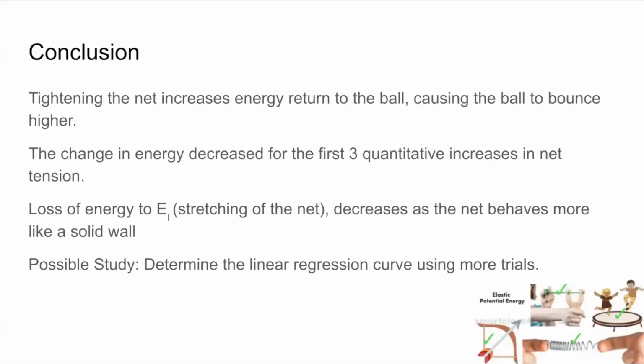So in conclusion, tightening the net increases the energy returned to the ball, causing the ball to bounce higher. The change in energy decreased for the first 3 quantitative increases in net tension, and the loss of energy to internal energy from the stretching of the net decreases as the net behaves more like a solid wall. An improvement to our study would be to determine the regression curve using more trials in order to best draw conclusions from the experiment.